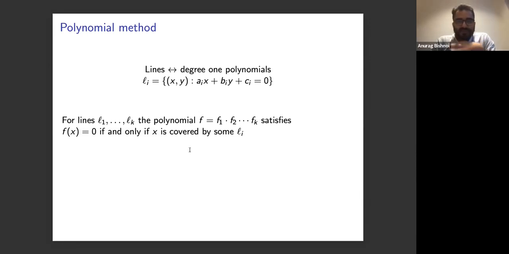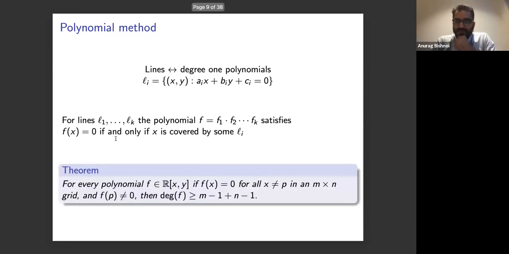And then you can completely forget about the geometrical problem and just try to solve the algebraic problem, which asks for a lower bound on the degree of a polynomial that vanishes everywhere except for one point where it does not vanish. And in fact, you can prove such an algebraic thing. So let's say you can show that for every polynomial, if f of x is 0 for every point except 1, where it's non-zero, then the degree is indeed at least m minus 1 plus n minus 1, which is how you can get the previous bound of 5.